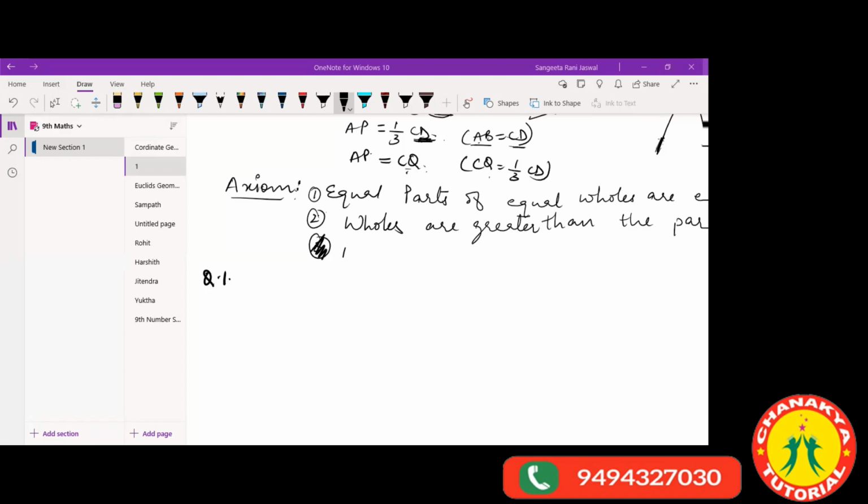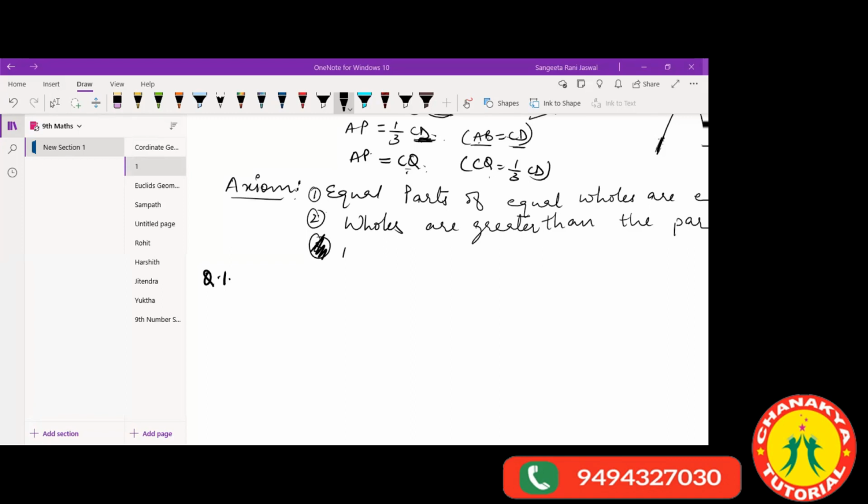Do you agree to this? Can AC be called a part of AB? Yes, ma'am. Okay. So only this much was to be done here: showing that AC is a part of AB, and the axiom which applies is that the whole is greater than its part. So we can say that AB is greater than AC.